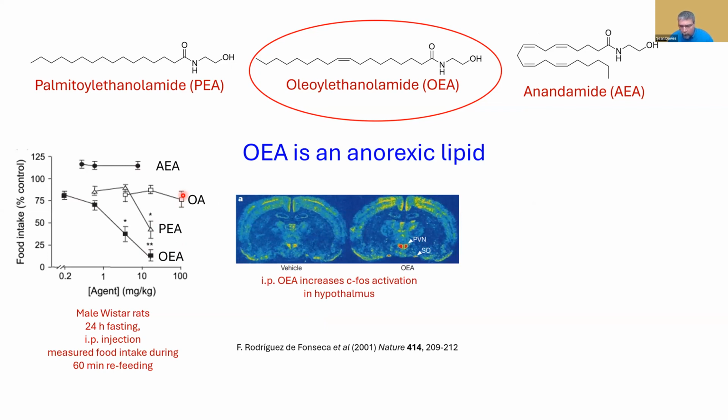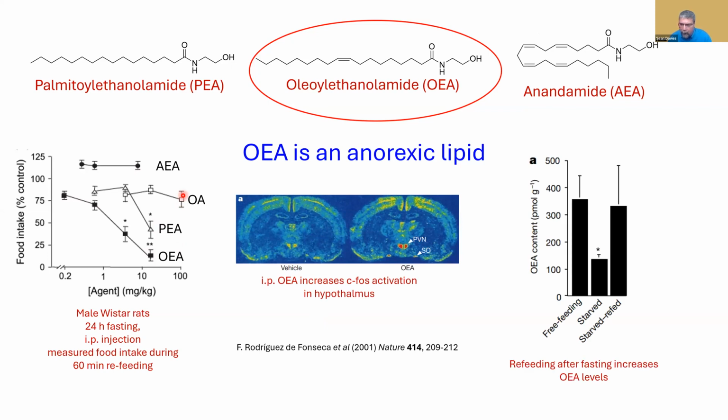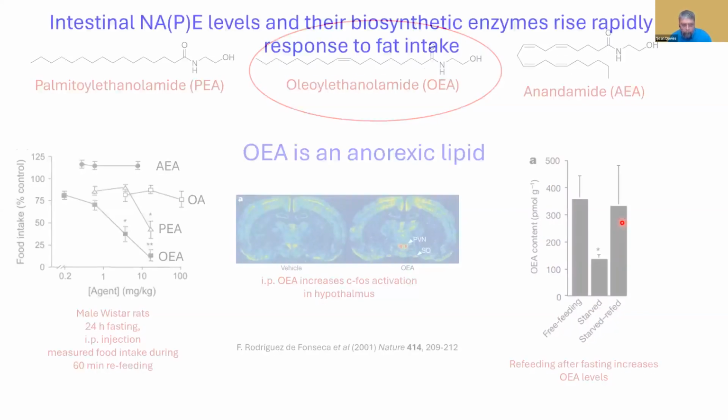And I'm just showing some of the data here, but they showed that this IP injection of OEA lit up the areas of the hypothalamus responsible for controlling feeding behavior. And they also showed this wasn't just a pharmacological effect. If they were measuring OEA levels in the small intestine, in a fasted animal, those OEA concentrations went down, and then they increased in response to refeeding. So this was actually an endogenous response.